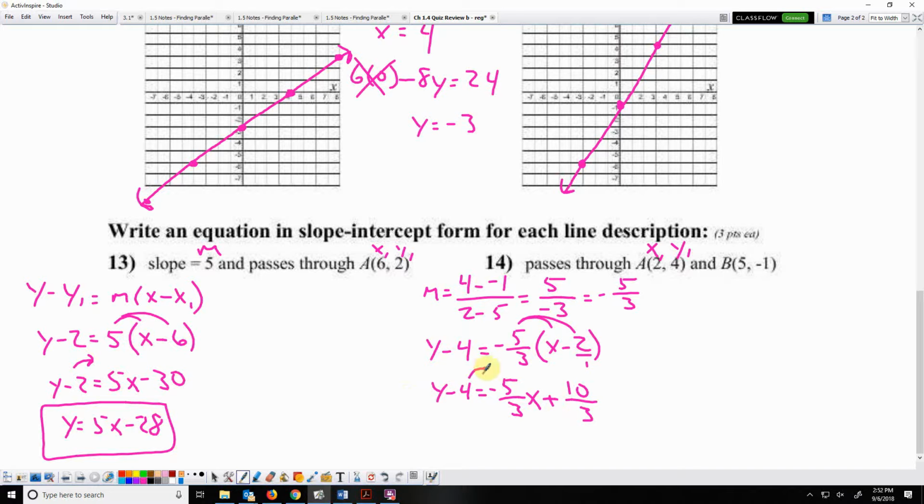And last, I need to move that 4 to the other side. When I do that, I'm going to add it because it's minus. And I'm going to go ahead and get a common denominator. So 4, but it needs to have a denominator of 3. So I'm going to multiply 4 by 3/3. And that is 12/3. So we get y equals negative 5/3 x, and then 10/3 plus 12/3 is 22/3.